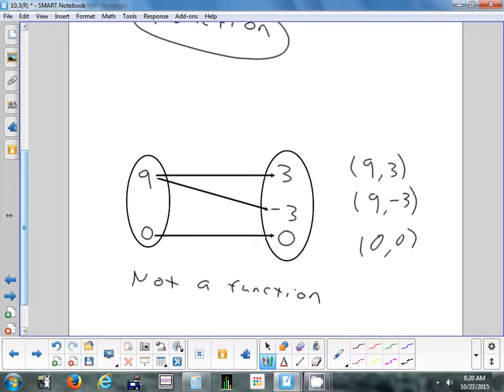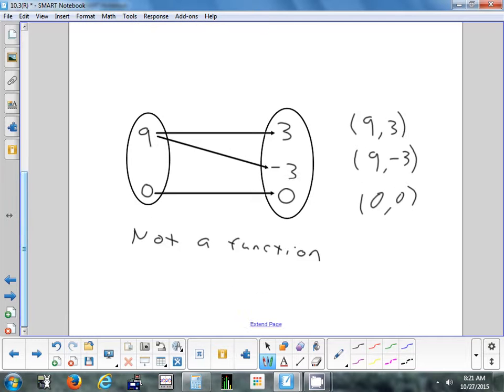Okay, so visually, the way you can tell on a mapping diagram, if you have a number on the left and it's got 2 arrows going out of it, like that, not a function. So if you have a number on the left and it points to 2 different things, it's not a function. Any question on that one? So all you have to say is not a function. You don't have to list these coordinates if you can see it in your head. I just did that to kind of help you guys out. But you don't have to do that.